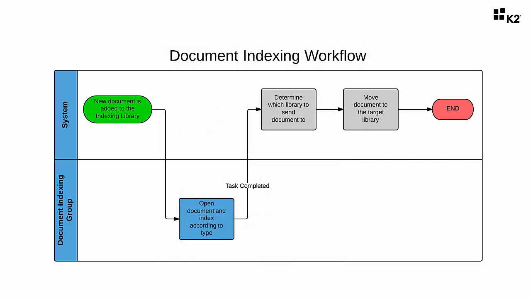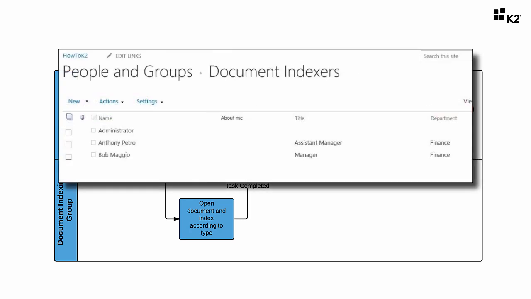In order to demonstrate the ability to assign tasks to a group of users, we will create a SharePoint group called Document Indexers for this application. This group will contain a number of users who are responsible for completing the index document step of the workflow. However, for the purposes of this application, we're only going to require one user from this group to action the task.